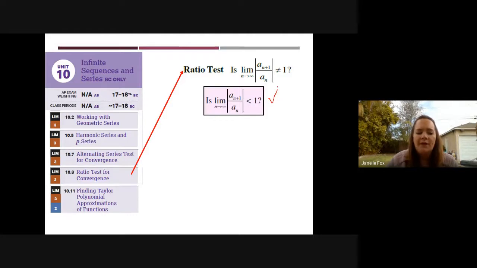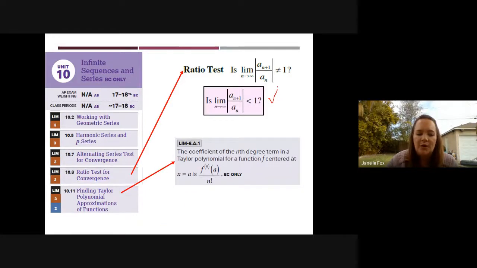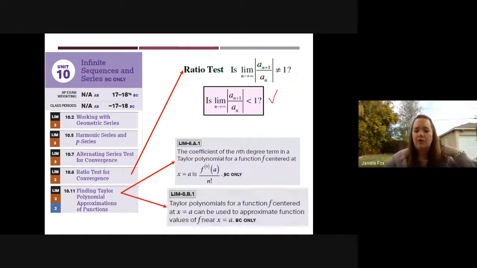Okay. They're also going to ask us to find Taylor polynomial approximations, and we spent so much time learning about these. You have to remember the pattern for each of the terms, right? Each term's coefficient has a certain pattern. It's the derivative at the center over the factorial, and then times the x value or the x minus a value to the same power.